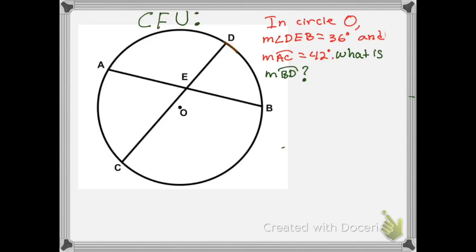Here's your check for understanding, okay? You have circle O. You know that the measure of angle DEB is 36 and the measure of arc AC is 42 degrees. What is the measure of arc BD? Once you're done with this check for understanding, which you have space provided in your lesson, call me over so you can move on to the lesson.